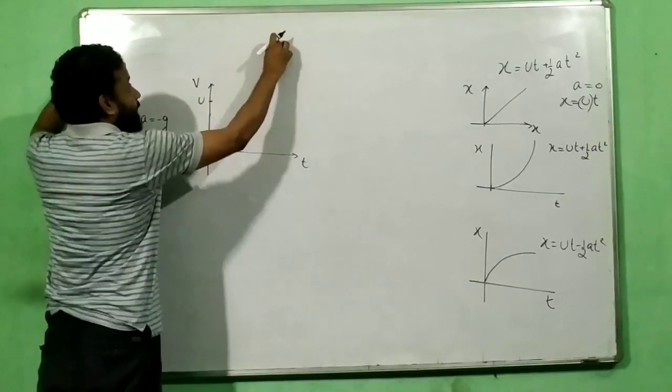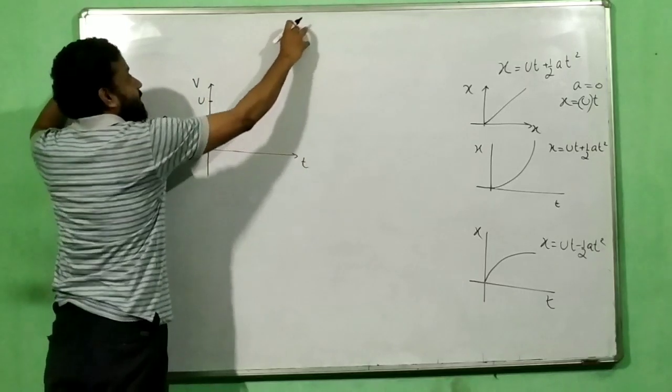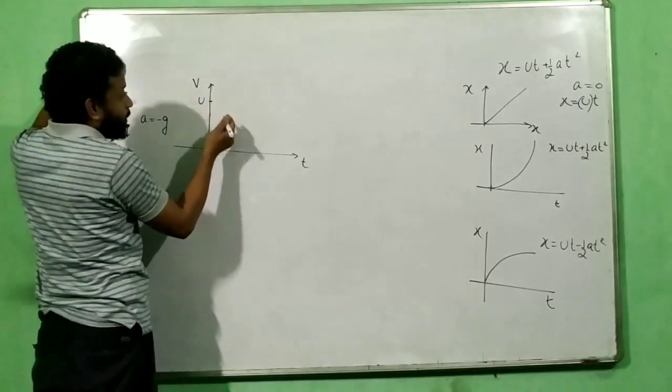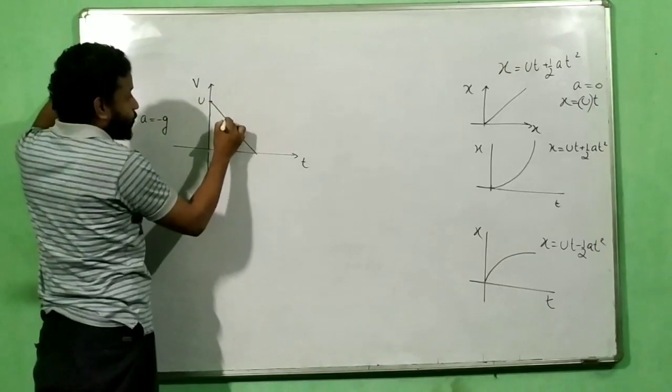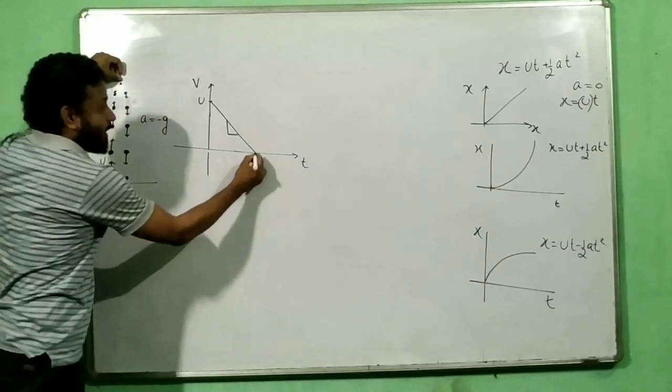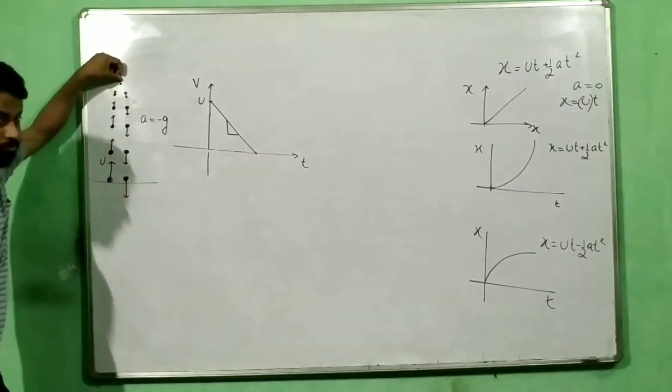See, it cannot be like this. Like this means velocity is increasing. It has to be like this. It should decrease, and that automatically will give you a negative slope. Automatically you will get a negative slope of minus g. So this is where it has reached the maximum height.